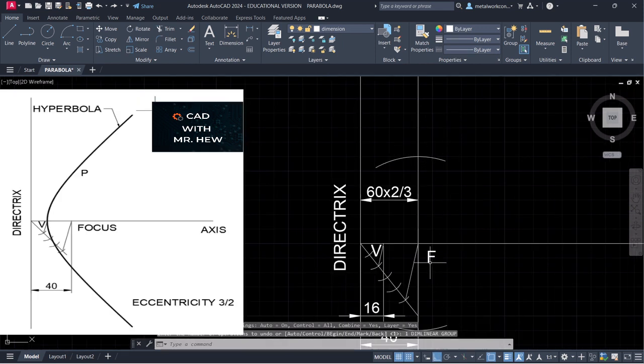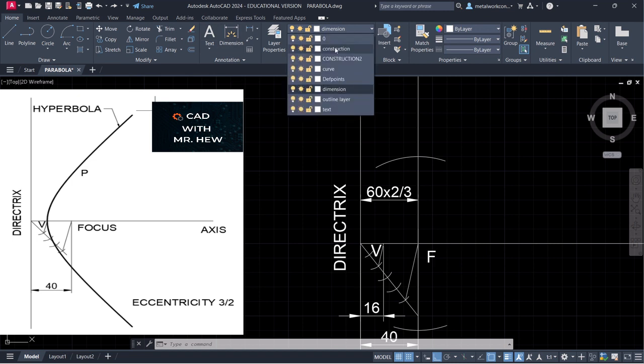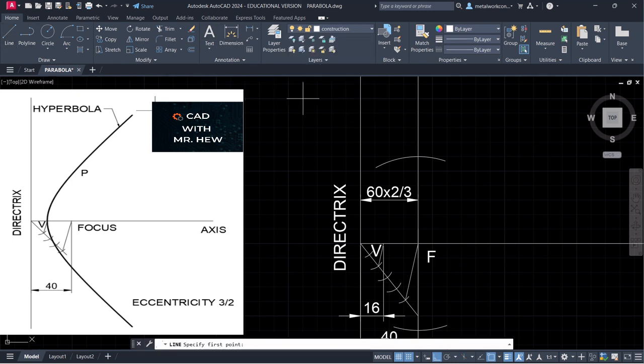So the next point that we're going to plot is radius 90. So 90 times 2/3 is 60. So we need a construction line. So go to our construction layer, go line, and 60 would be here. So we click there and we come down.